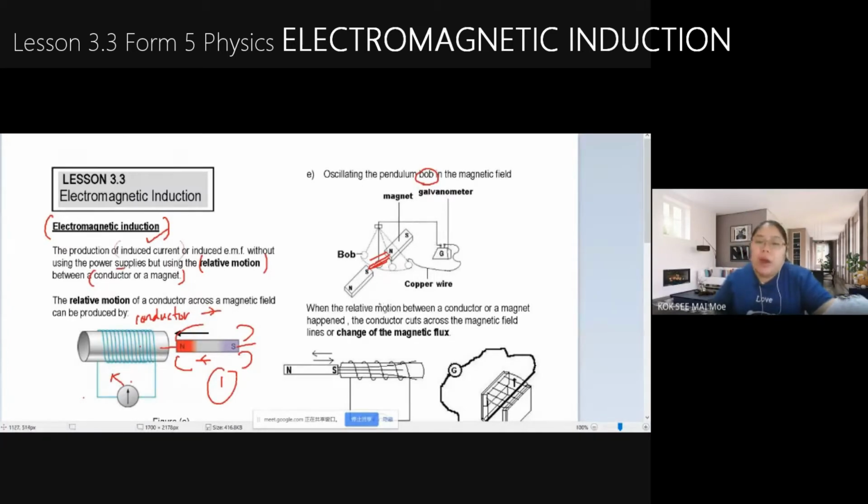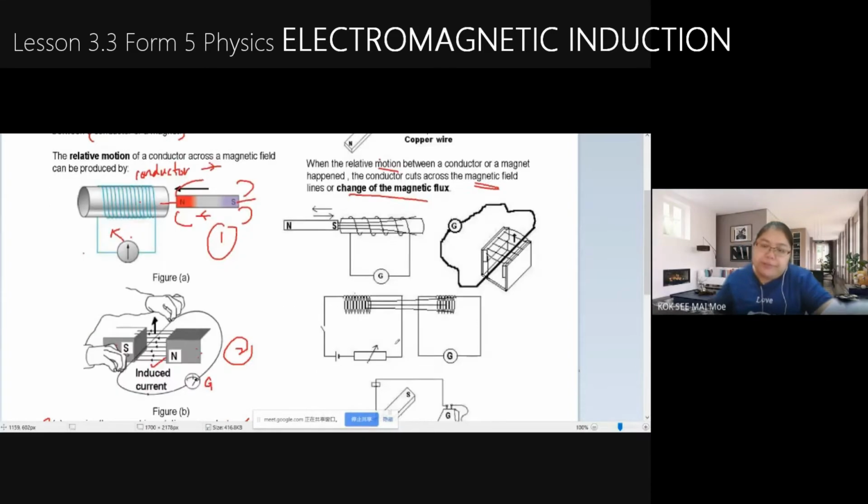So from here, when relative motion between the conductor and the magnet happens, the conductor cuts across the magnetic field. When they cut the magnetic field, there will be a change of magnetic flux. Either you cut the field or you change the magnetic flux, induced current will also happen. Now we're going to see the first diagram. If I put the magnet in, the magnet has flux. When I just go in, the flux is cut by the solenoid. Then this one will be deflected.